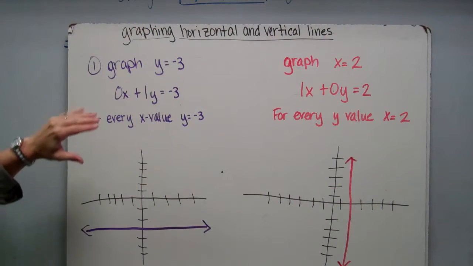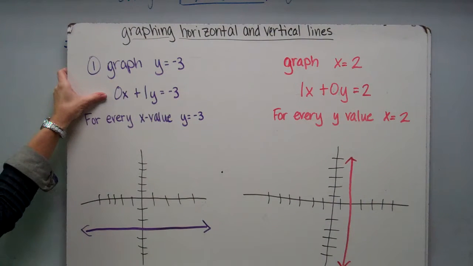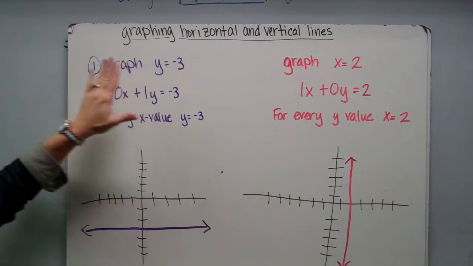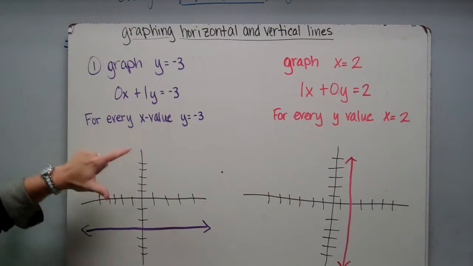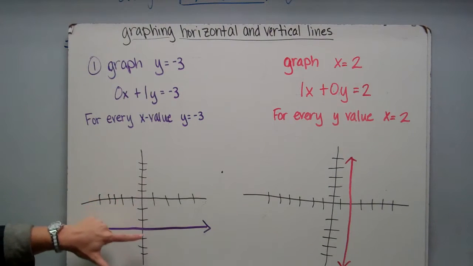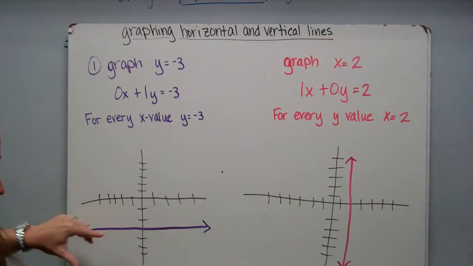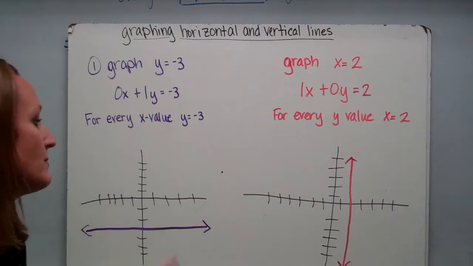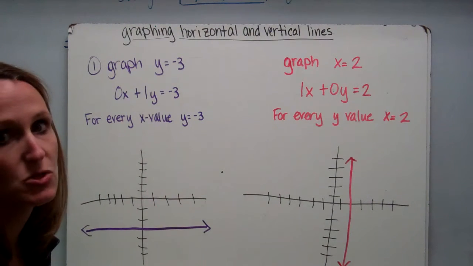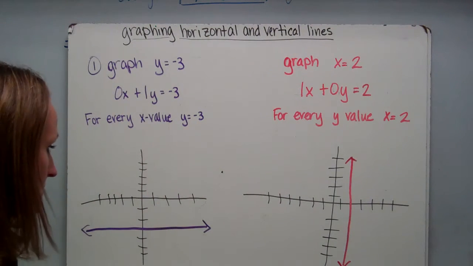So we don't need to plug in a 0 for x to find our y-intercept because we already have it. There's no work required at y equals negative 3. So what you need to do is simply look on here and go to where y equals negative 3 and draw a line straight across. And that means for any value of x you pick, y equals negative 3.